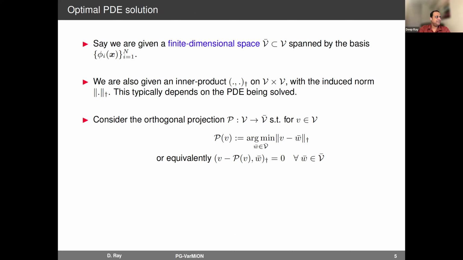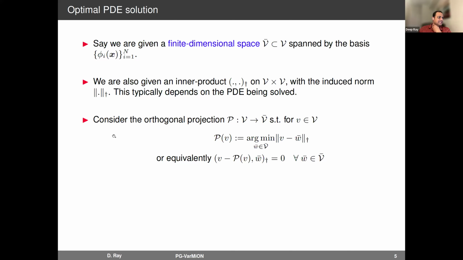So there's an n-dimensional space where you have these basis functions, which I also call the trial basis, that's been given to you. And let's say what's also been given to you is an inner product, which I denote by a dagger notation. So this dagger inner product on V cross V is given to you. And of course, then you have the corresponding induced norm, which is also denoted by dagger. And the inner product or the norm will depend on the PDE being solved. It could be the L2, it could be some kind of a Sobolev norm that you'd like. So it's some norm that's been given to you, and you have been given this finite dimensional space.